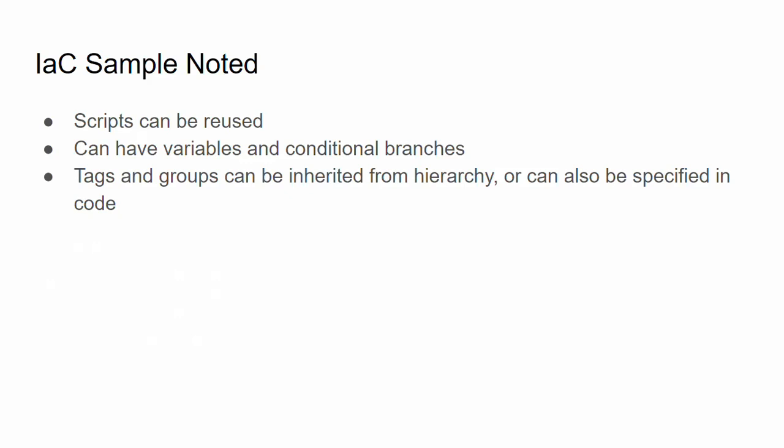Now, you can also have variables and conditional branches. You can say, if it's deployed in West US, use this encryption key. If this is deployed in Europe, use the other European key. So then you can have variables. For example, the resource name can be changed each time, and you have a different resource group name. Then you can use tags and groups, which can also be specified in the code so that you can enforce tags.